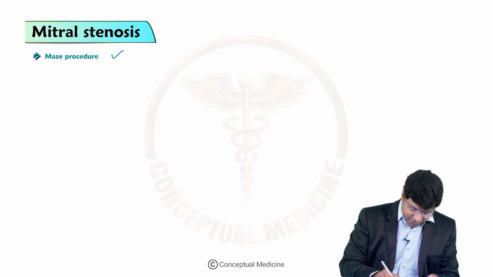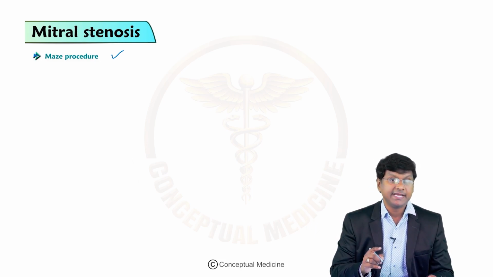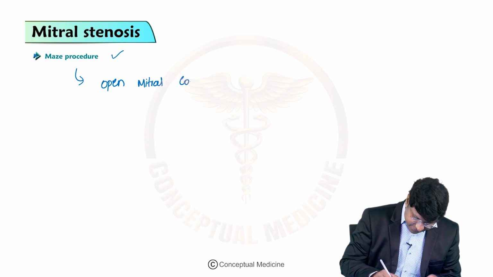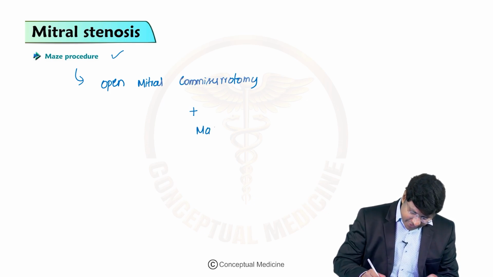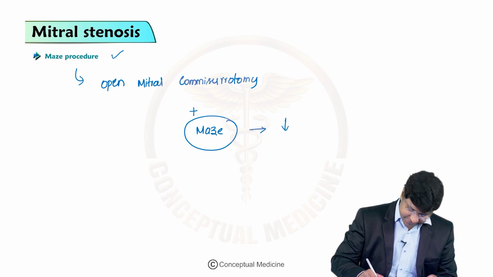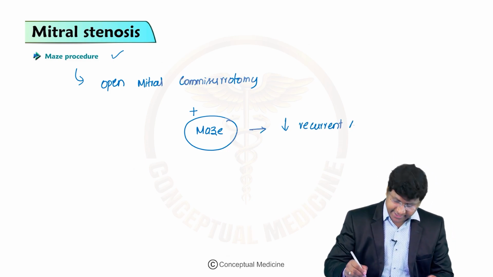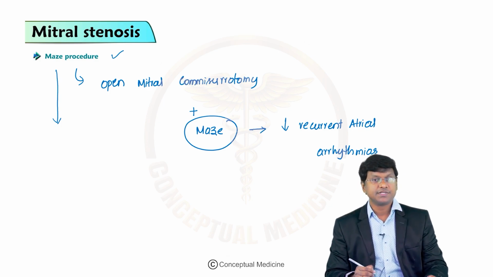we have one more modality of treatment, that is the maze procedure. A maze procedure may be done at the same time to reduce recurrent atrial arrhythmias. So whenever you are doing open mitral commissurotomy, that is the point when you need to do this maze procedure. And the purpose of the maze procedure is mainly to reduce the recurrent atrial arrhythmias.